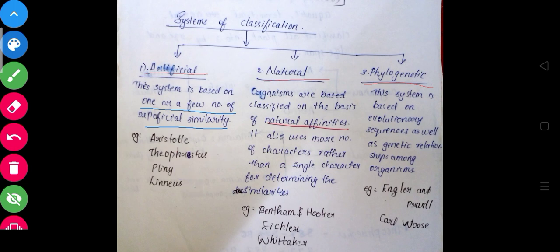Okay, next the natural system of classification. In this natural system of classification, the organisms are classified on the basis of natural affinities. It also uses more characters rather than a single character for determining the similarities. In this system, the living organisms were classified according to the natural affinities.